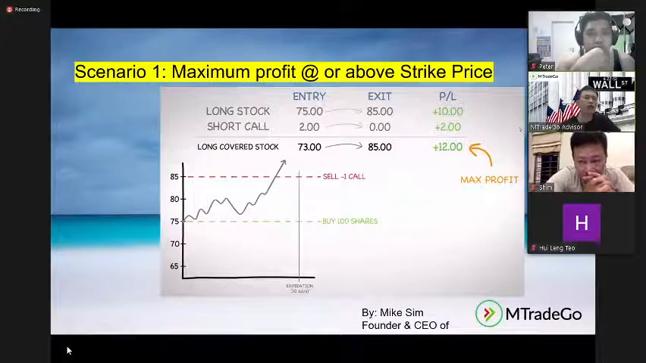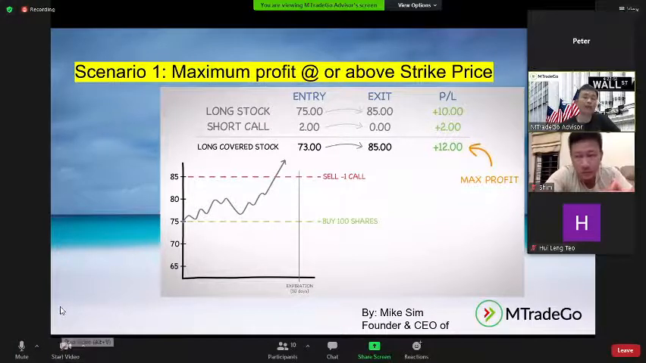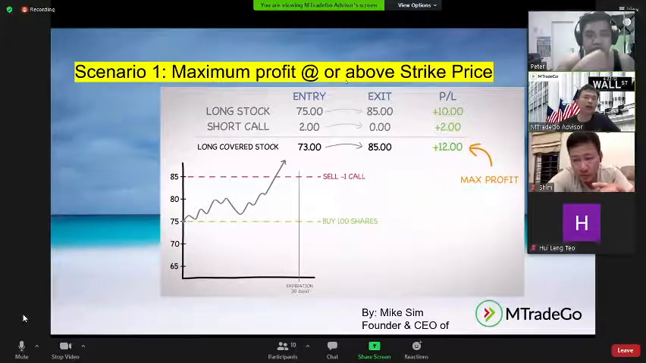If your stock is really called away already, you can choose another stock. Now, there are plenty of stocks there. There are plenty of blue chip stocks out there. You know what I mean? It's very, very good questions.